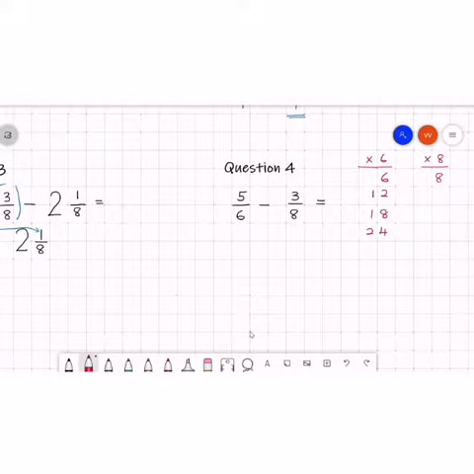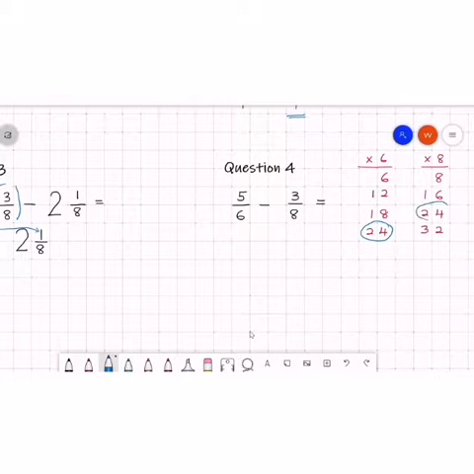1 times 8 is 8. 2 times 8 is 16. 3 times 8 is 24. 4 times 8 is 32. So the common number or the common denominator that we can use here is 24. We can find the 24 in times 6 and also in times 8. So how many times we can get the 24 in times 6? 1, 2, 3, 4. Yeah, we can get 4 times 6 is 24.